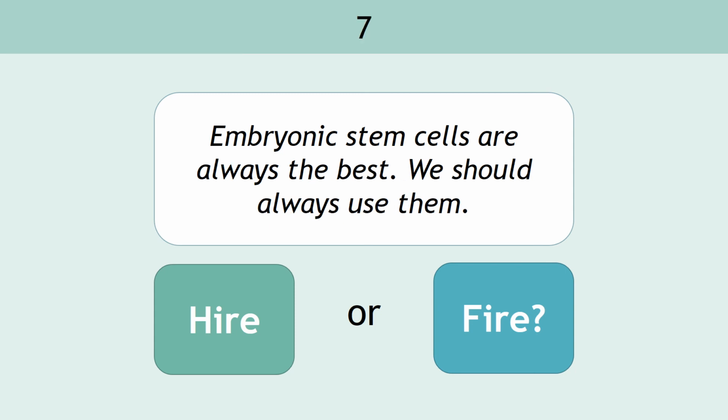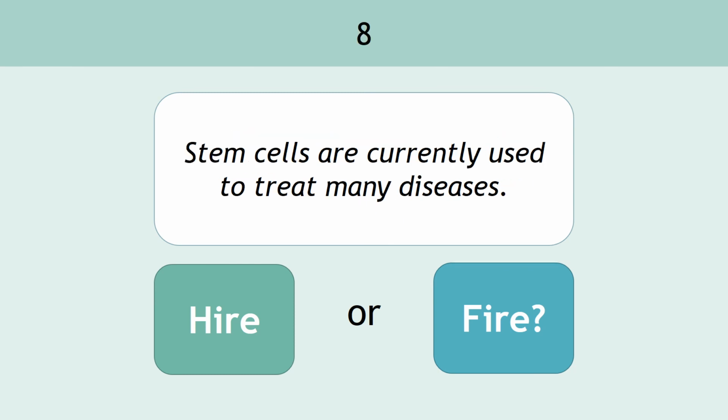Number 7, embryonic stem cells are always the best. We should always use them. Now this one, I would argue would be incorrect. That would be a fire, because it's not always the case that you have to use embryonic stem cells. If you are just replacing some blood cells, for instance, you can use adult stem cells. You don't have to use embryonic stem cells.